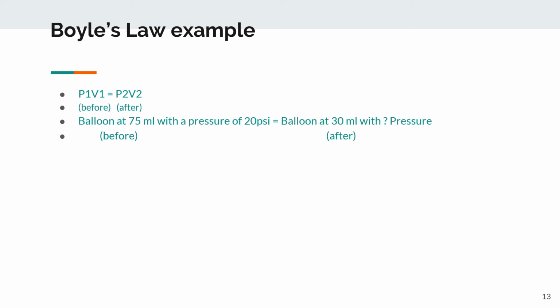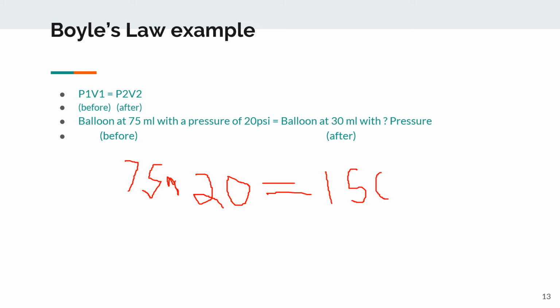Okay, so we're looking at the math part of this. We're looking at this equation, taking 75 mils, so that's your volume, times, I'm trying to make a dot, but I stink at that. So 75 times your 20 is going to give you 1500. And so we're looking at 75 mils per psi.